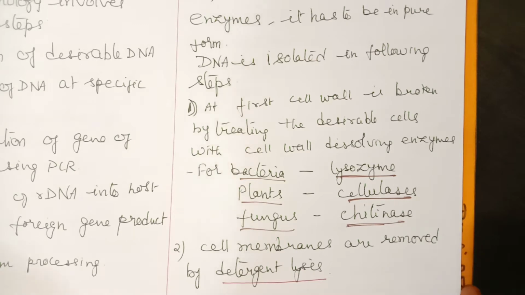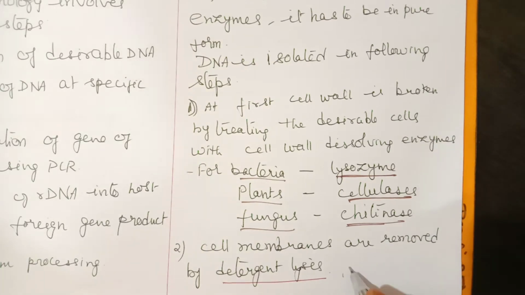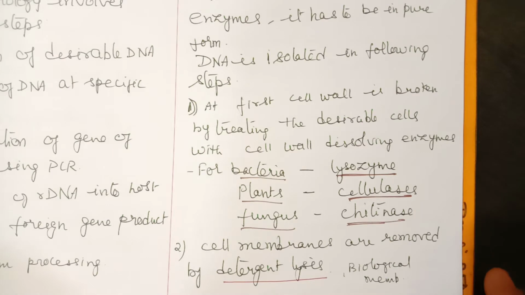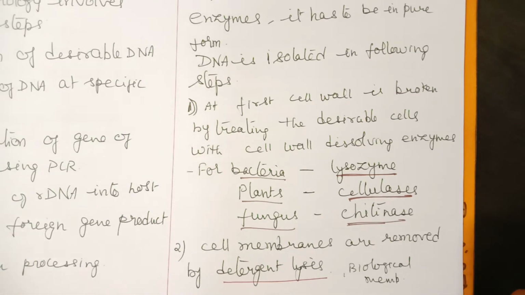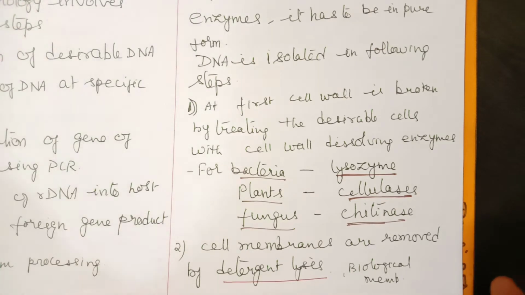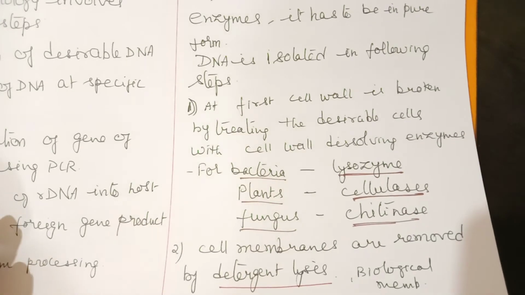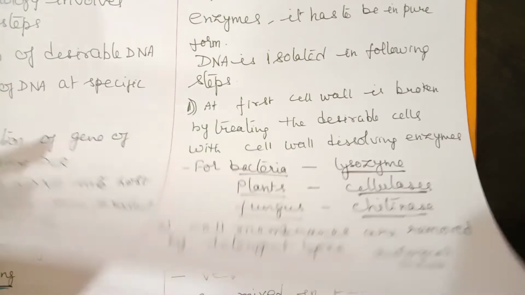Cell membrane is removed. After the cell wall, the cell membrane also must be removed, and all the biological membranes. By biological membranes we mean all membranes surrounding cell organelles. So all biological membranes also will be removed. So in the first step we have done removal of the cell wall. Then in the second step we have done removal of the cell membrane.